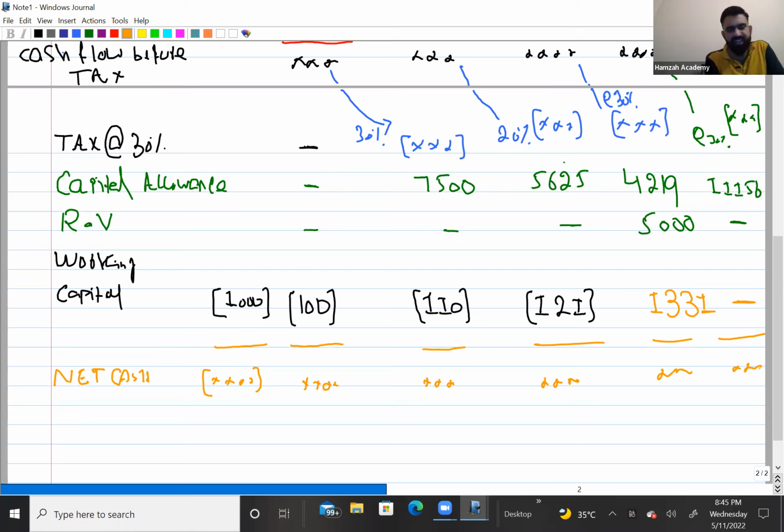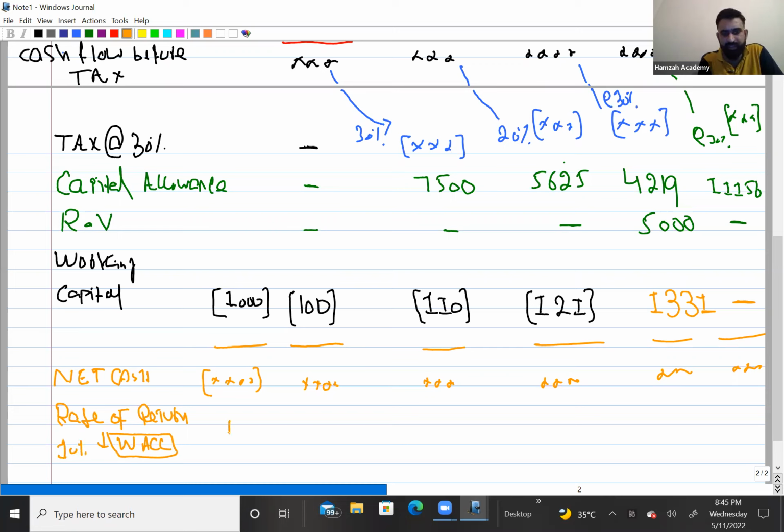And then these net cash flows will be discounted. We will use the rate of return, which will be given in the question, also known as WACC. WACC means weighted average cost of capital. We will use that rate of return, for example, 10%.